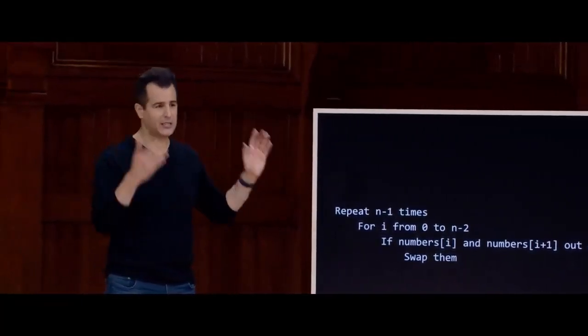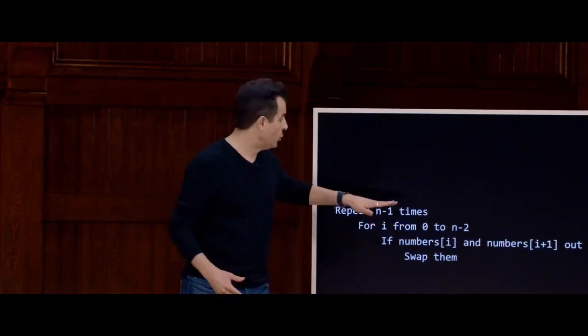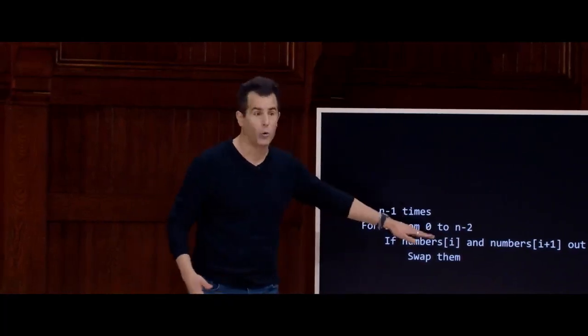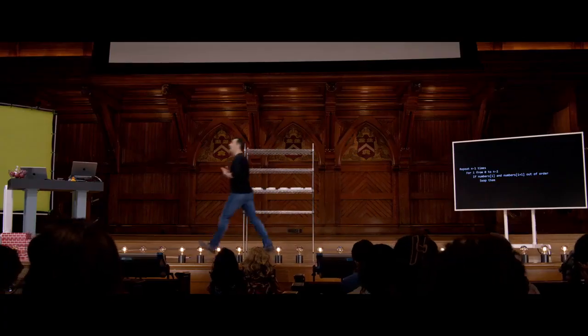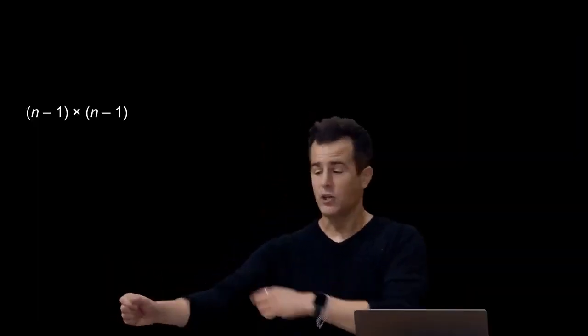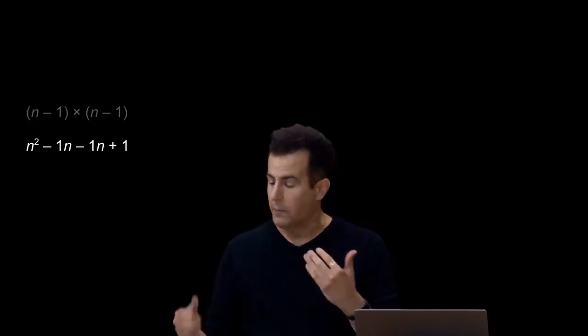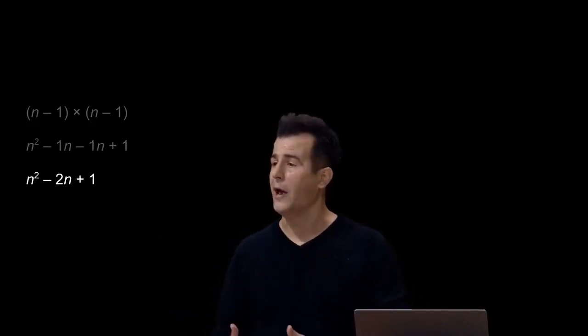And again, the arithmetic's getting a little annoying, but this just means do the following n minus 1 times. So do n minus 1 things n minus 1 times. We can now run out the math as follows. We have the formula n minus 1 times n minus 1. We do our little FOIL method here, n squared minus 1 times n minus 1 times n plus 1. We can combine like terms, n squared minus 2n plus 1.